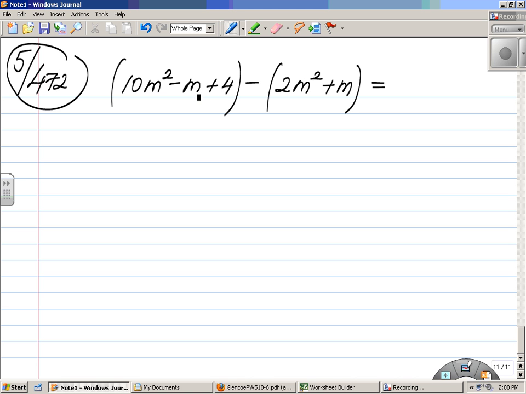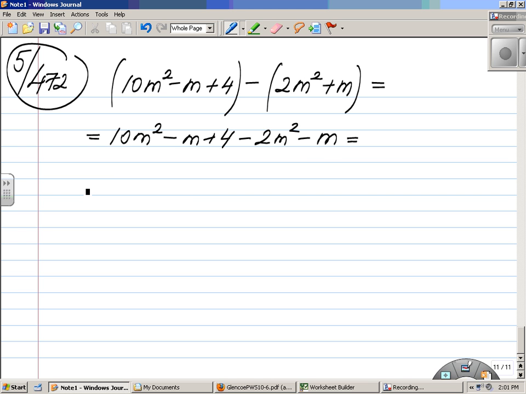First polynomial. I will remove the parentheses because there is no negative sign outside in front of it, right? So I have 10m squared minus m plus 4. Nothing changes. Now because I'm subtracting, I will add the opposite of every term in the second polynomial. So 2m squared will become negative 2m squared. Plus m becomes minus m.